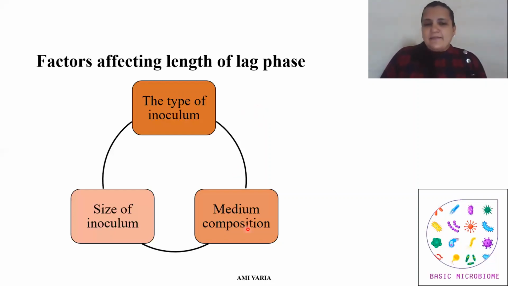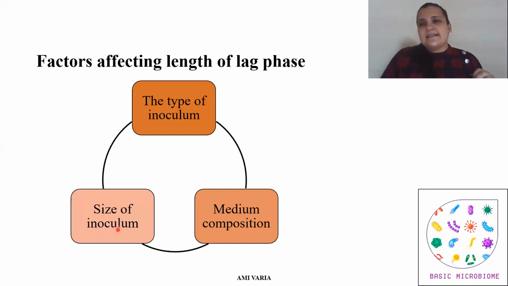The second parameter is medium composition. If the medium is rich in nutrients and is the same as the previous culture medium in which the bacteria were growing, then it shows a shorter lag phase, and the cell numbers rapidly increase into the log phase.